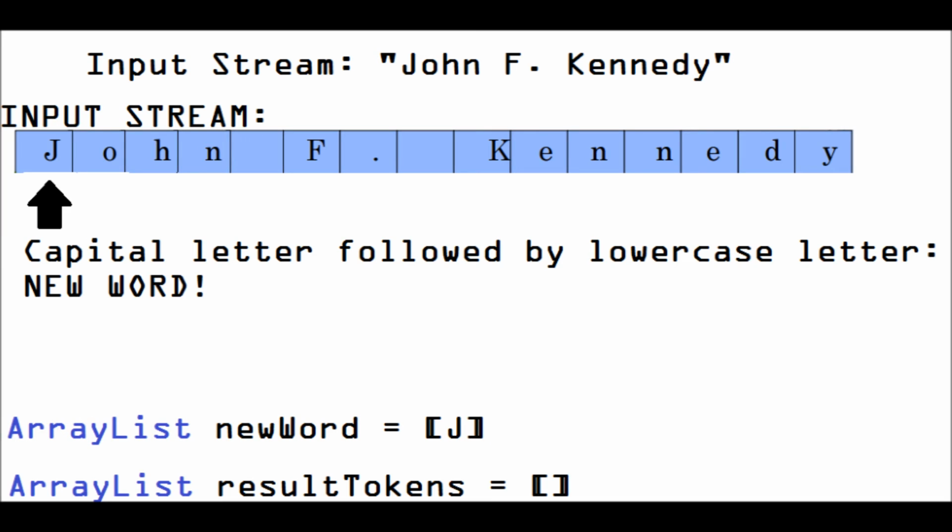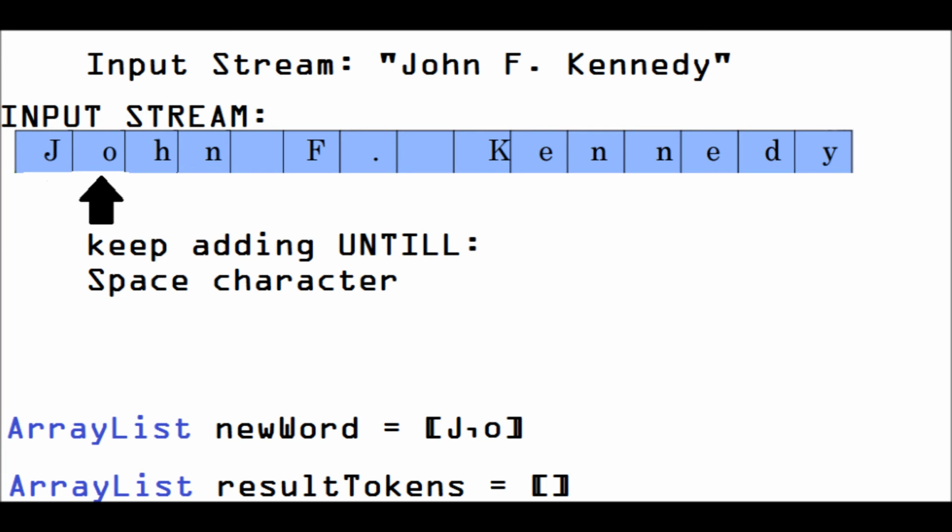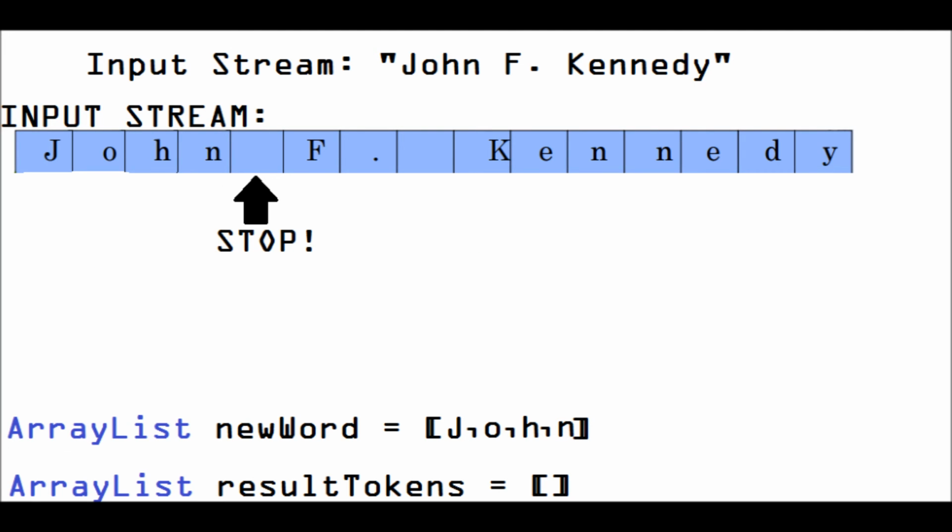So I'm going to create a temporary array list called new word, and that's going to contain all of the characters of that word. So I'm going to keep adding characters to that list until I reach something that tells me to stop adding. So in this case, it's going to be a space character. We're going to know that it's the end of the word when we run into a space character. We reach the space character. That's the end of the line.